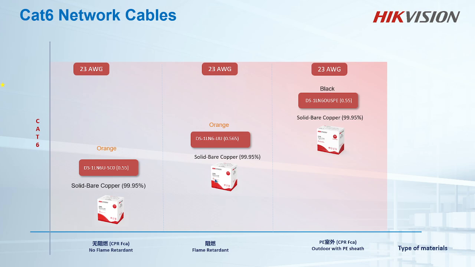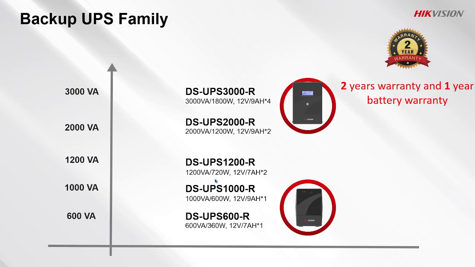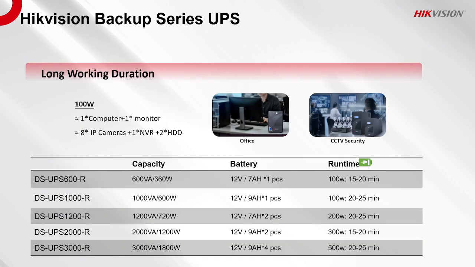In addition to the premise distribution system, we have different UPS: 600 VA, 1 kVA, 1.2, 2 kVA, 3 kVA. We even have 5 and 6 kVA, so you can get this. On the UPS, you get a 2-year warranty and a 1-year battery warranty. This is the support that HIKVISION accords our installers.